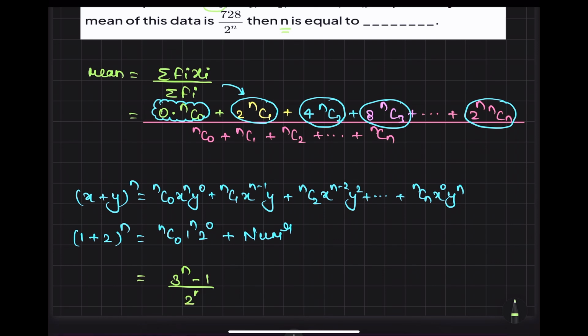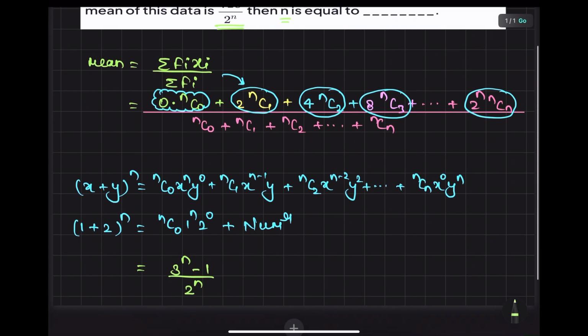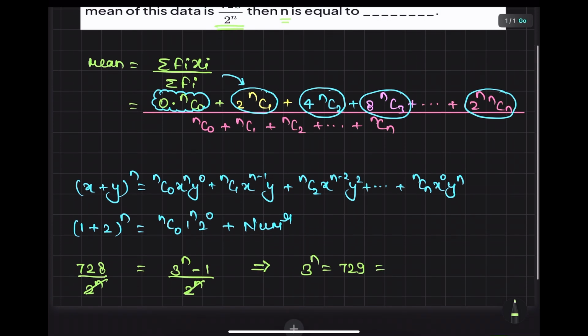So according to us, the answer is this. According to us, the mean is this. But according to them, the mean is 728 by 2 power n. So we will equate it to 728 by 2 power n. Now let's simplify things. So we will get 3 power n as 729. Correct?